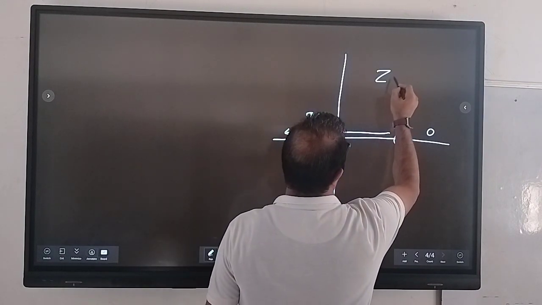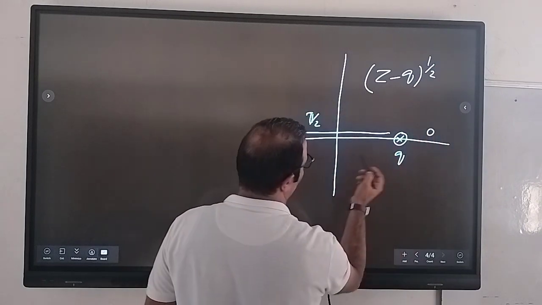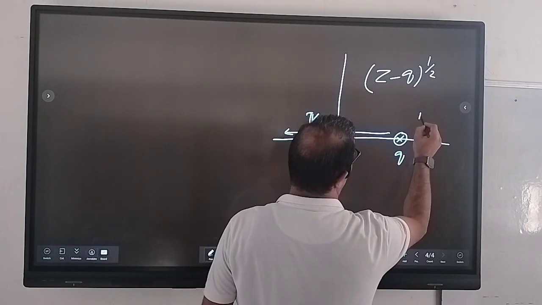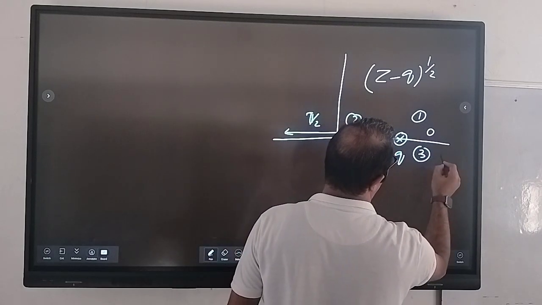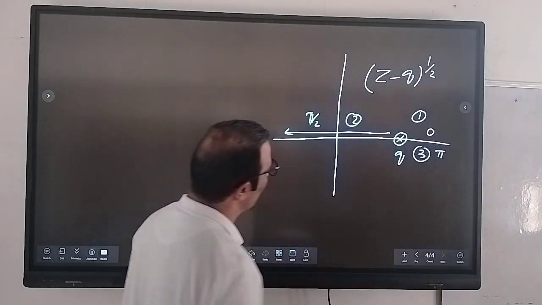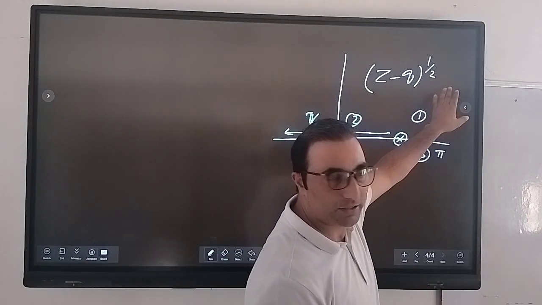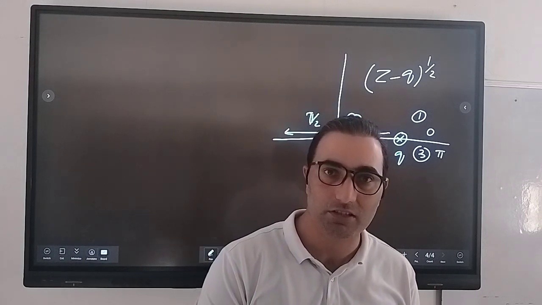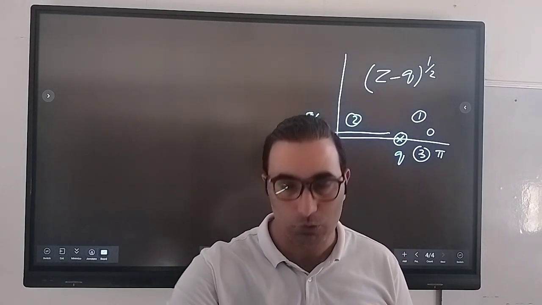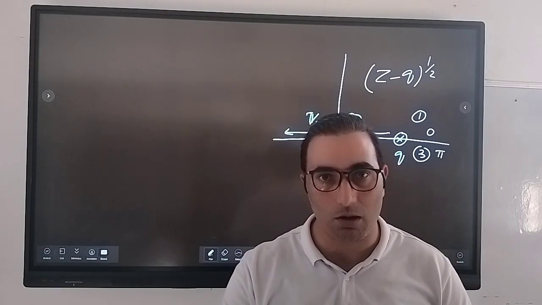So this is basically for z minus q raised to the power 1 by 2. And for this case, this is our first region, this is second, and in the third we have pi. So these are all the possible cases if we write for z minus q raised to the power 1 by 2. So we have both the phases for the first function, that is z minus p raised to the power 1 by 2, and also for z minus q raised to the power 1 by 2. So let us combine them.